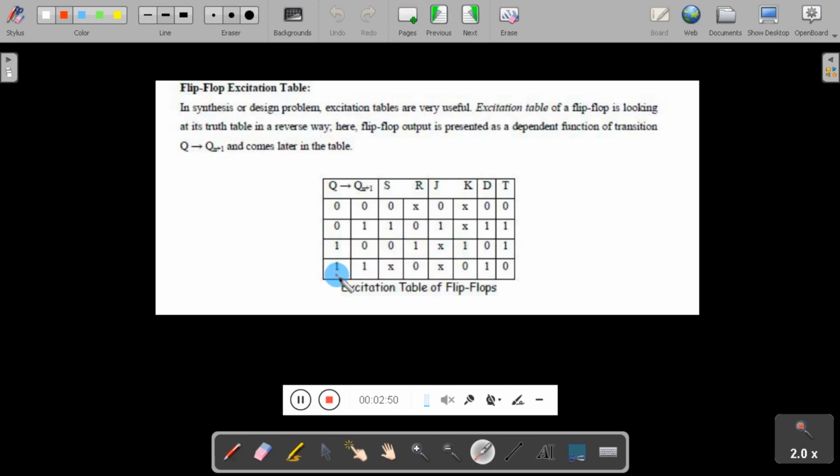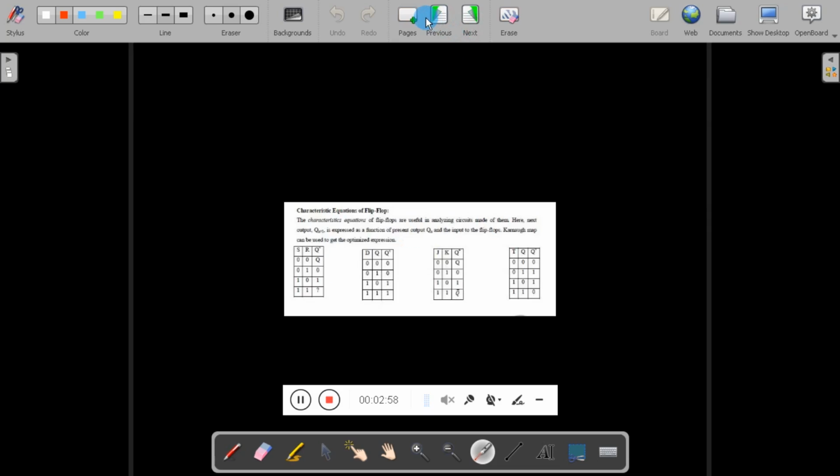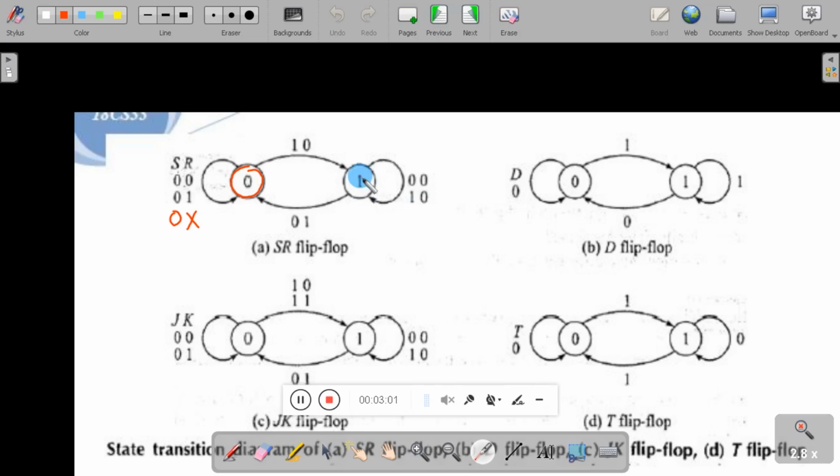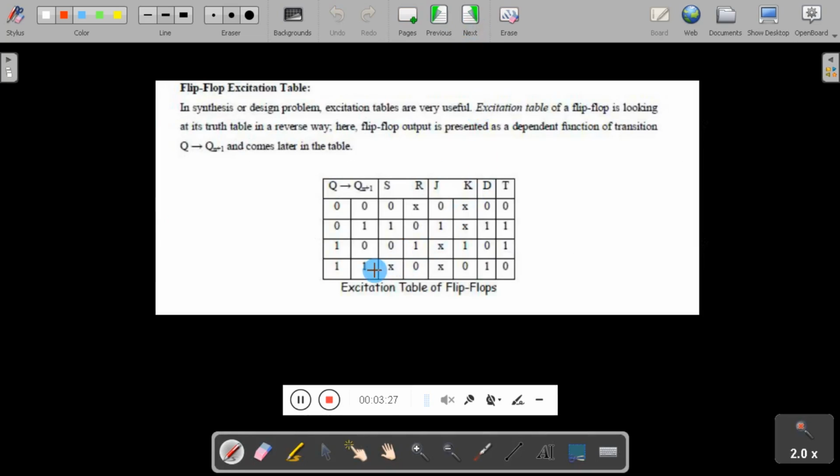And to move from 1 to 1, that is, the present state is 1 and the next state is 1, you see here the value of S and R. R remains 0, but S will vary between 0 and 1. So I can take the value of S as X, where X can be 0 or 1. So here you see that it is X and 0.